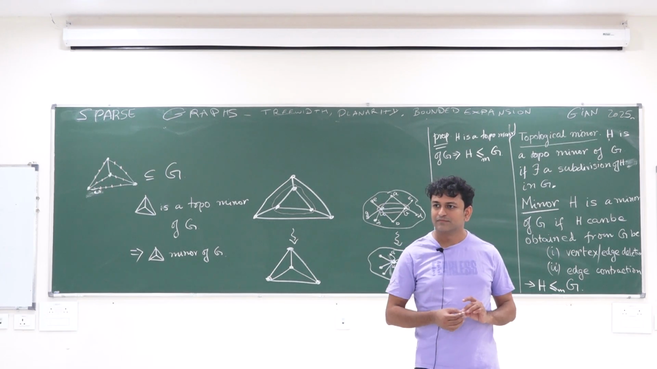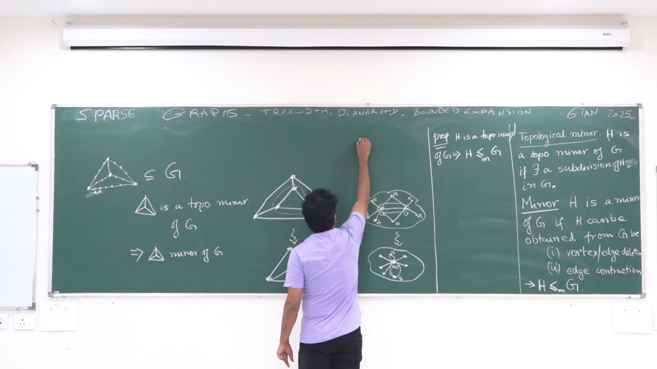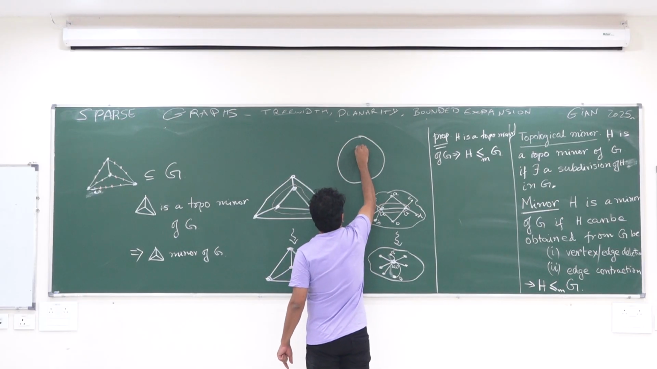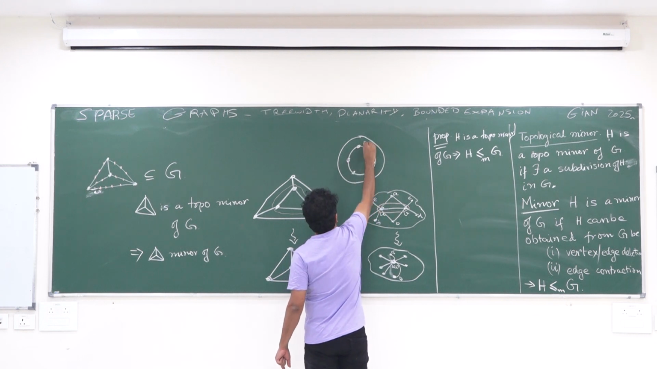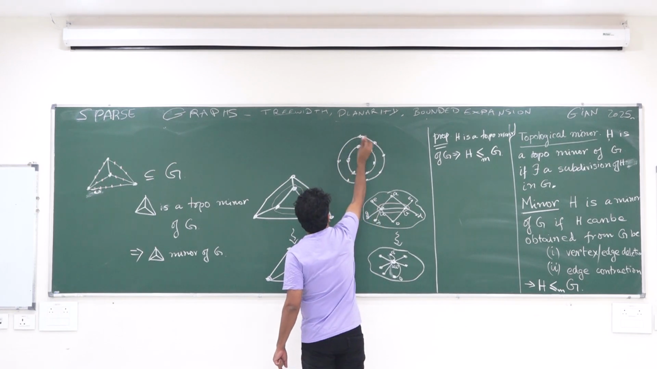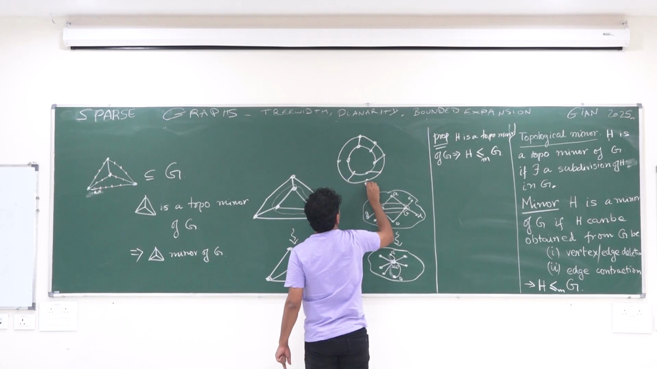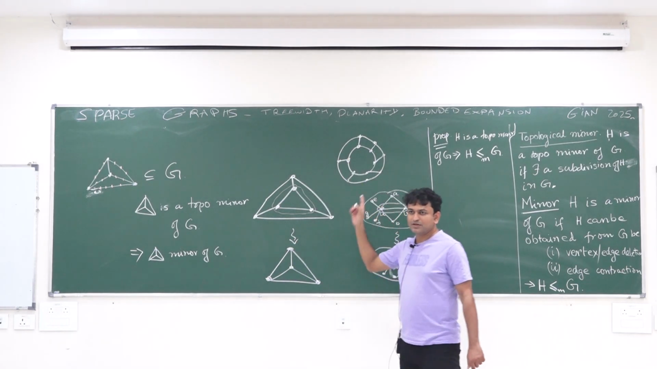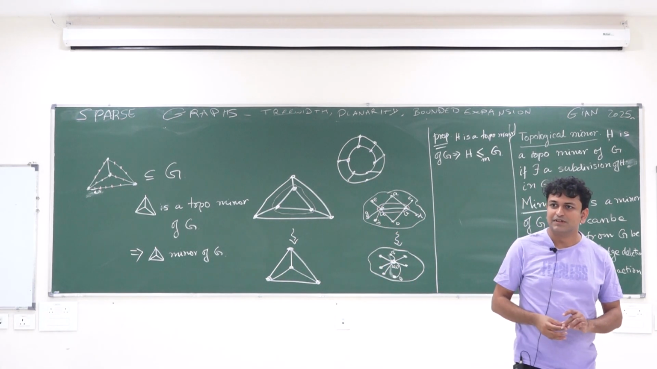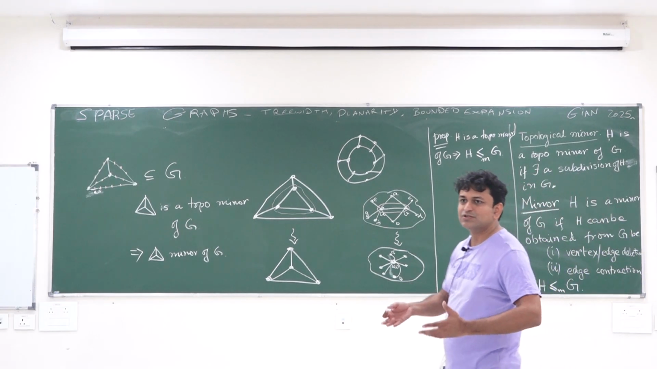Take any prism and the related graph. Basically, you can take any cycle of any length, match the length outside, and then you join these. So this one will have a minor which is K4, but there is no topological minor.